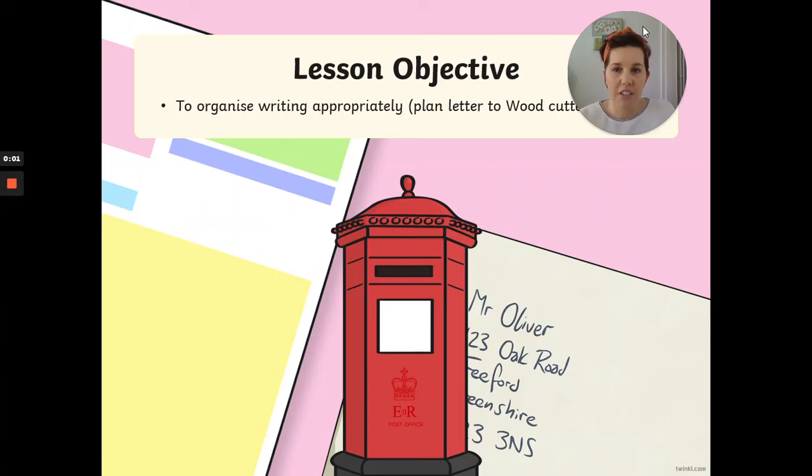Hello Key Stage 2, this is Wednesday's English lesson and today's learning objective is to organise writing appropriately. So we're going to plan the letter to the woodcutter today.